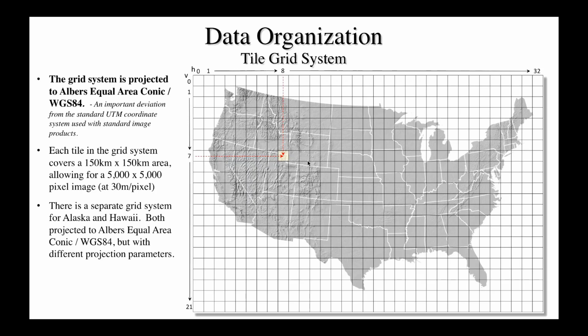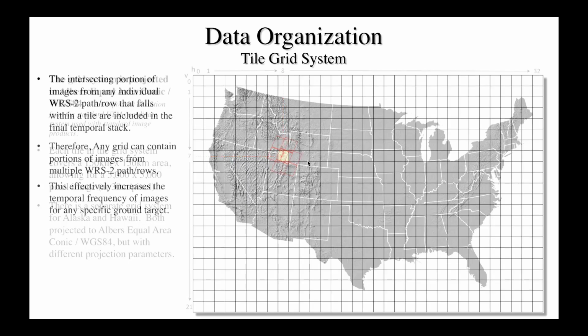Each grid across the country is 150 kilometers on a side, and with a 30-meter pixel, that means you have a 5,000 by 5,000 pixel matrix within each one of those grids. So within that grid, they census every single image that falls within that grid or intersects that grid.